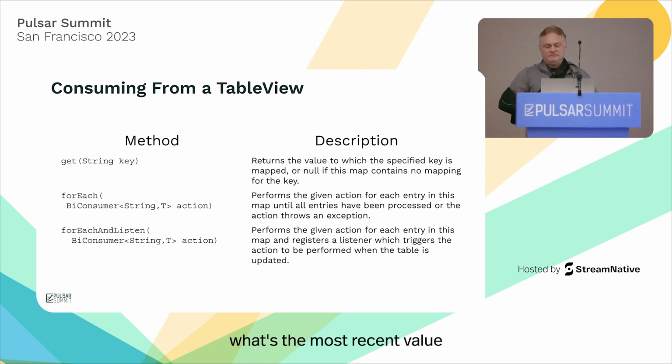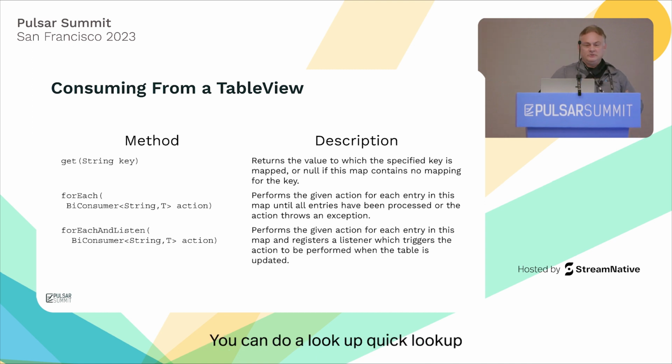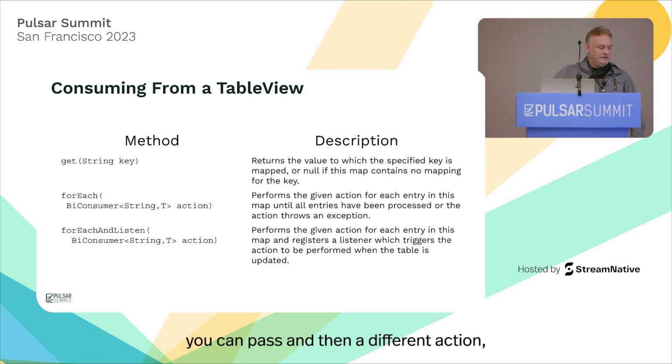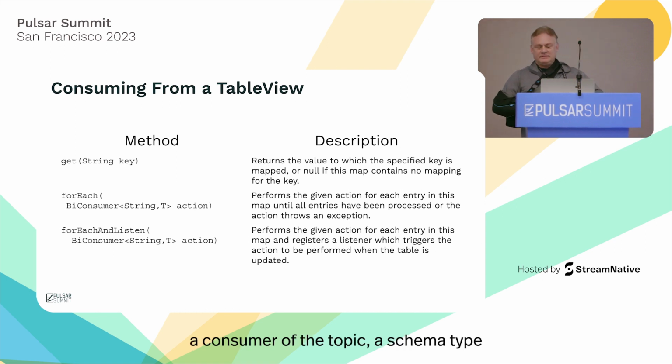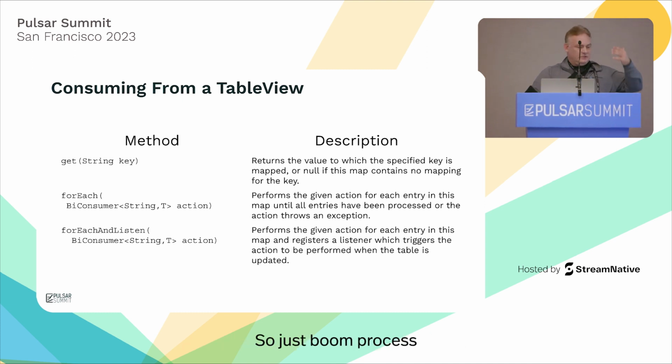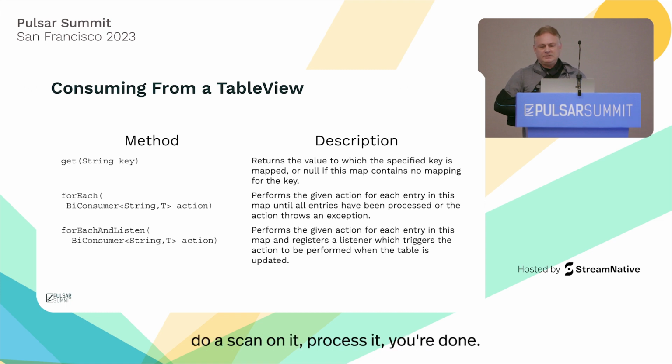What's the most recent value in the compacted topic for this value? You can do a quick lookup. You can do a for each, so it does this. You can pass in a different action, a consumer of the topic schema type, and perform this action on every single one, one time. So just boom, process all the information one time, do a scan on it, process it, you're done.